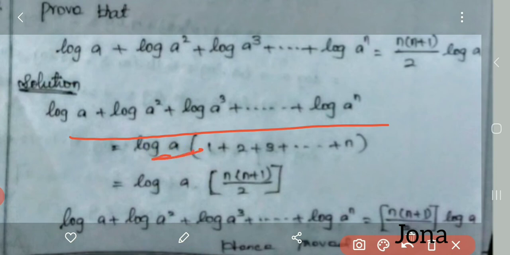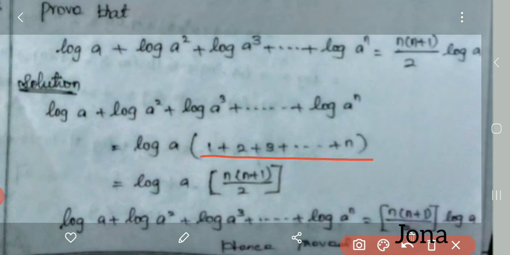When you take log a as common, I can write 1 here, 2 in front, 3 here, and n here. So I have 1 plus 2 plus 3 plus etc. up to n. This is the sum of the first n terms, isn't it? So I can write this formula as n into n plus 1 by 2, and here I have log a only. So this is the proof we required here.